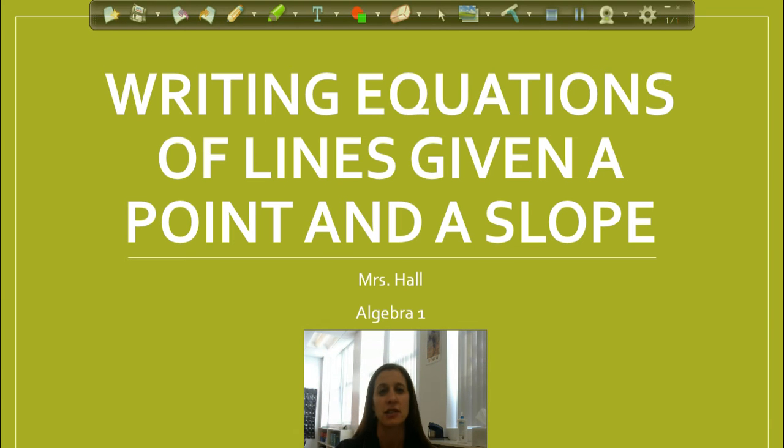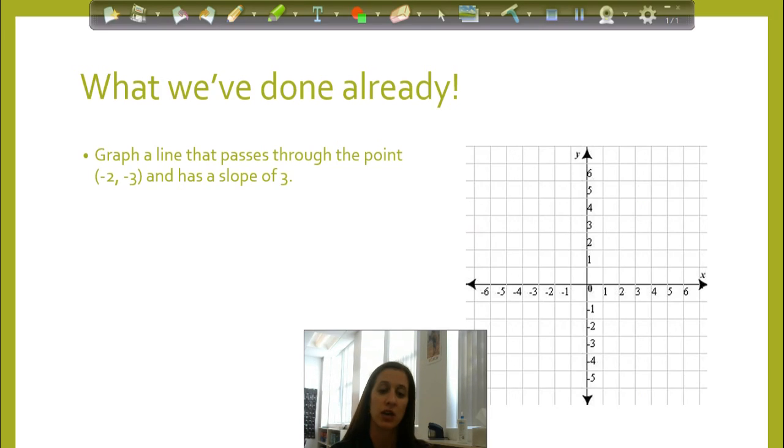For this video lesson, we are going to write equations of lines given a point and a slope. So we've actually done this in class already. We've just graphed the equation. We haven't actually written the equation. So in class, we have graphed a line that passes through a point and has a slope.